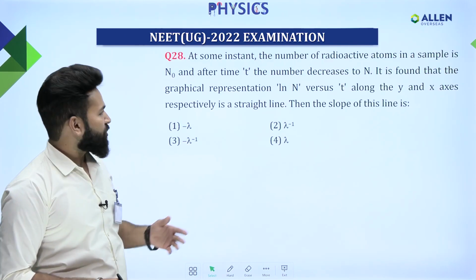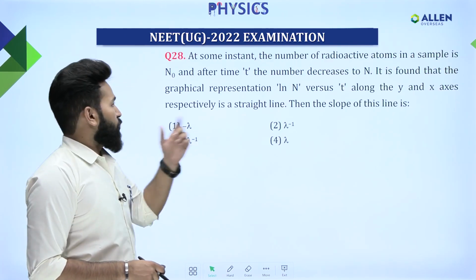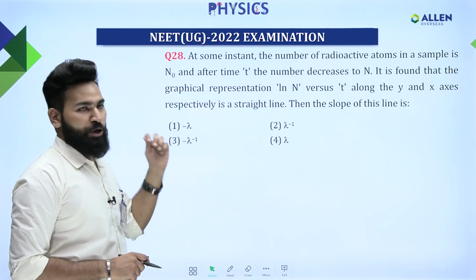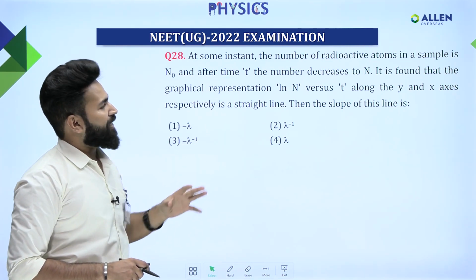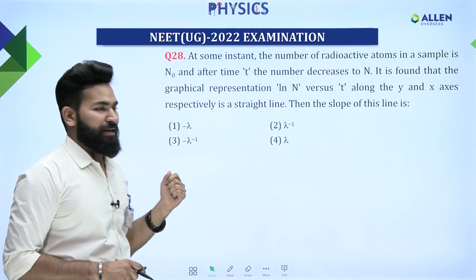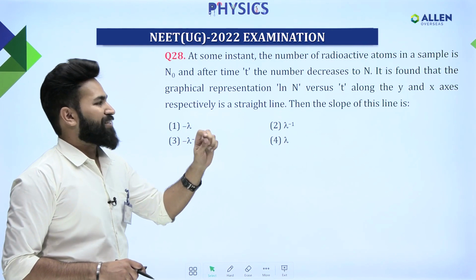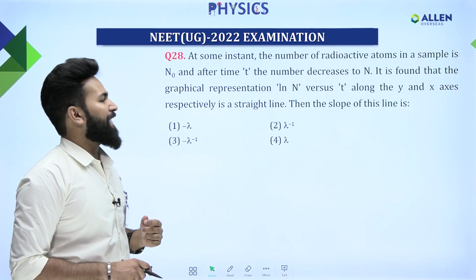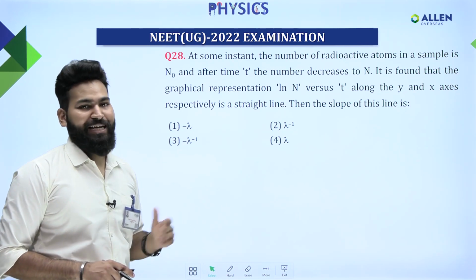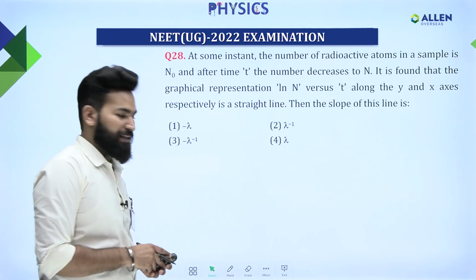Now let's move on to question number 28. The question is saying that at some instant the number of radioactive atoms in a sample is n0, and after time t the number decreases to n. It is found that the graphical representation of ln n versus t, along the y and x axis respectively, is a straight line. Then the slope of this line is... Again, that's a very easy question. We have to just identify the slope.